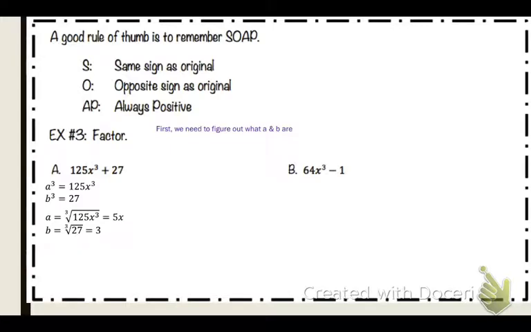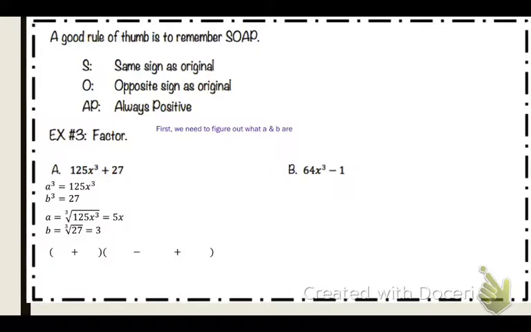Now let's just put this into our parentheses, okay? So we have a small parenthesis, we have a large parenthesis. And let's use our acronym SOAP. So this is a plus in between. So our first sign is a plus, because it's same. Second one is opposite. Last one's always positive, okay?